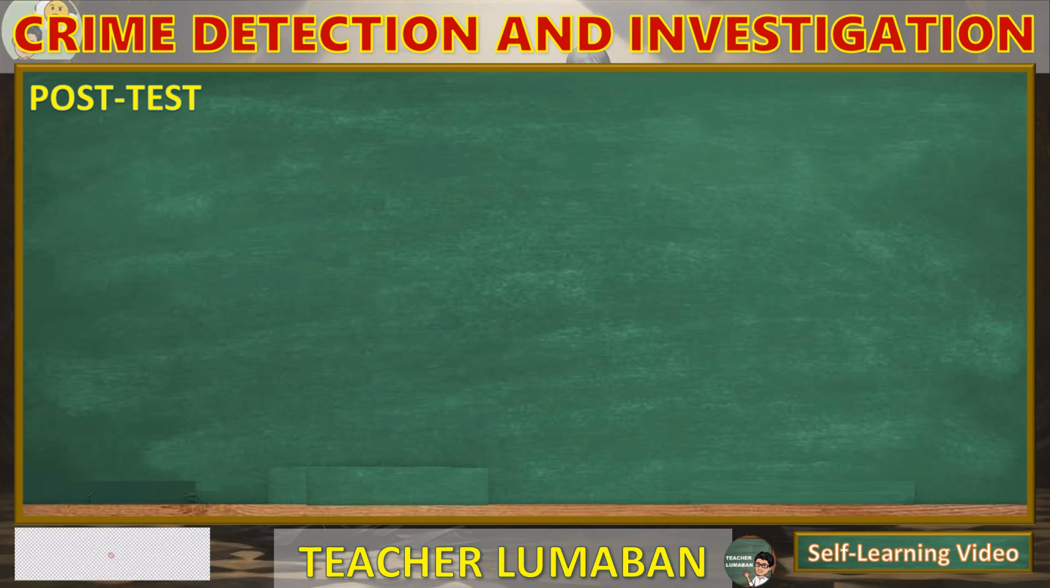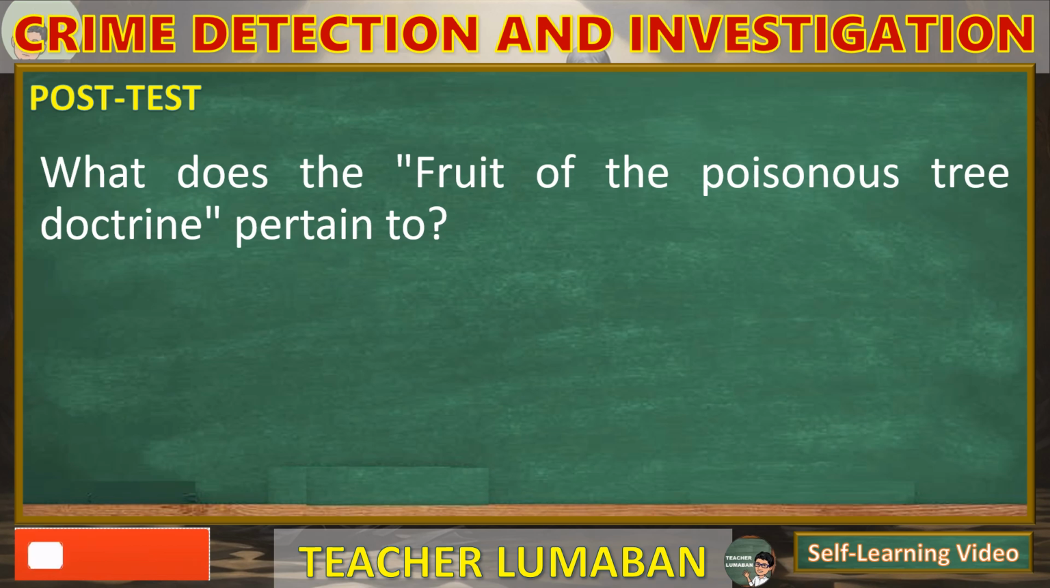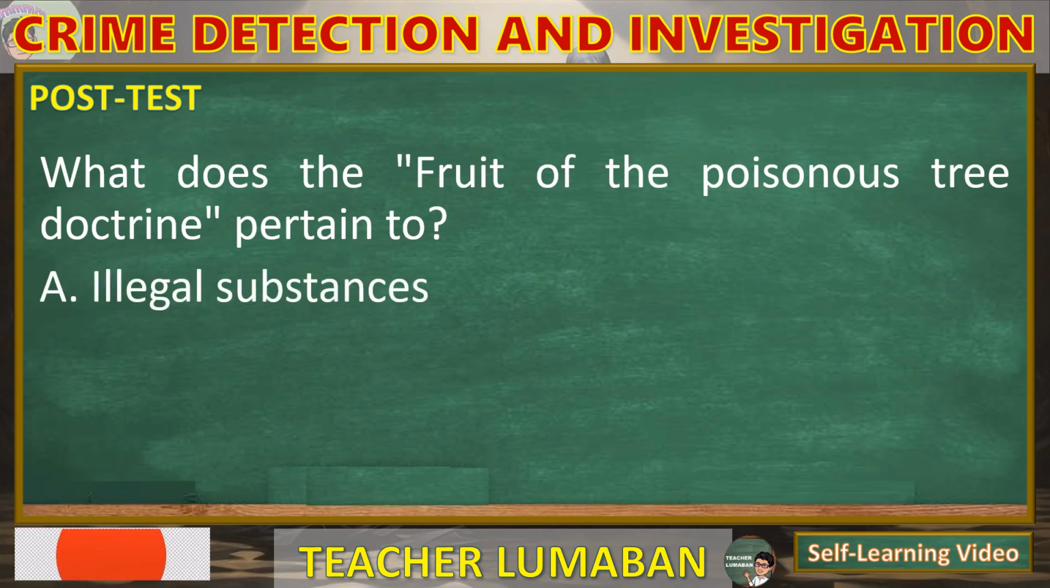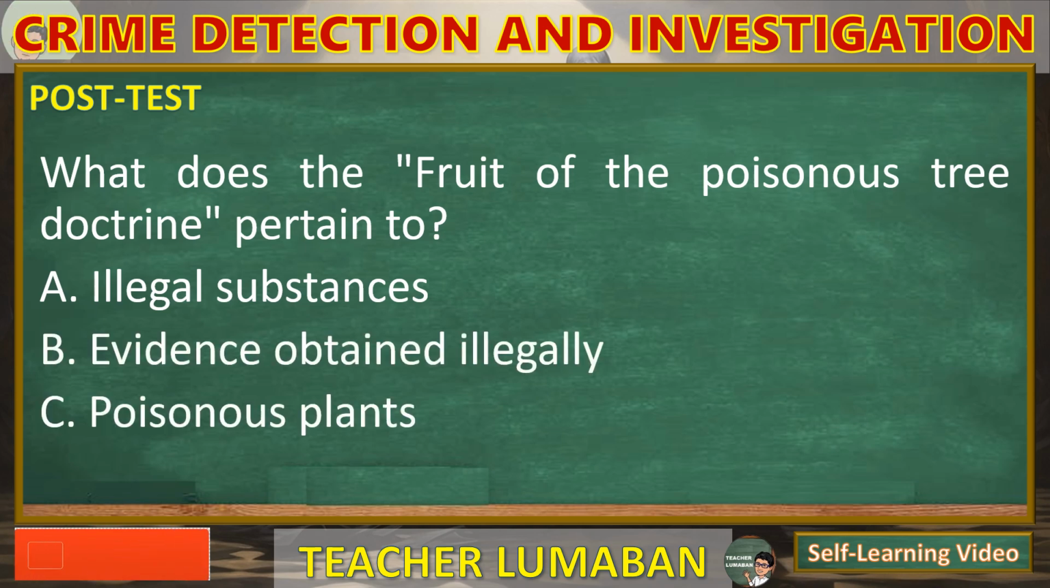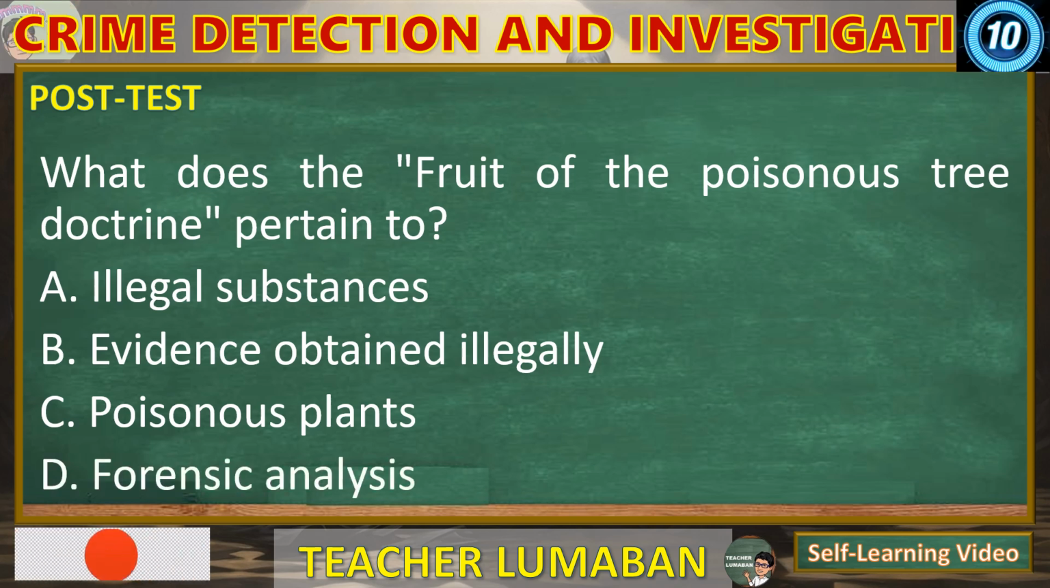What does the fruit of the poisonous tree doctrine pertain to? A. Illegal substances. B. Evidence obtained illegally. C. Poisonous plants. D. Forensic analysis.